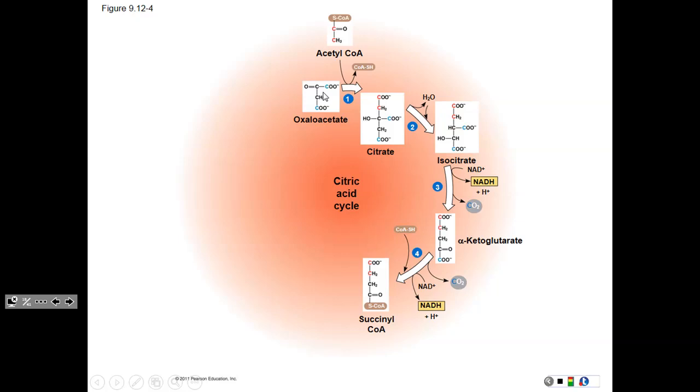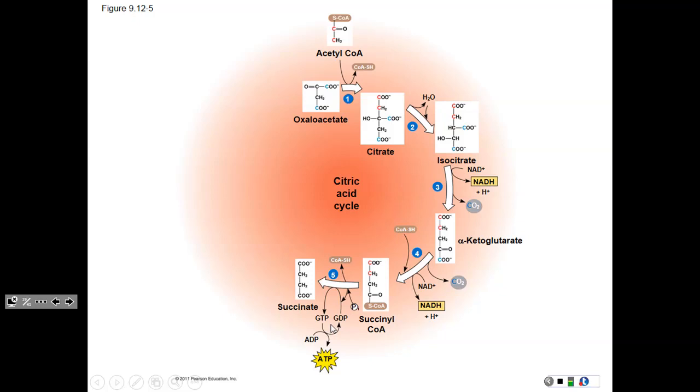I again find myself hoping maybe this next step's going to be an energy harvesting phase. Maybe we'll get some more stuff that's like ATP out of it. What do you think's going to happen? I'm a happy guy. Look at that. We got some energy in the conversion of succinyl-CoA to succinate.